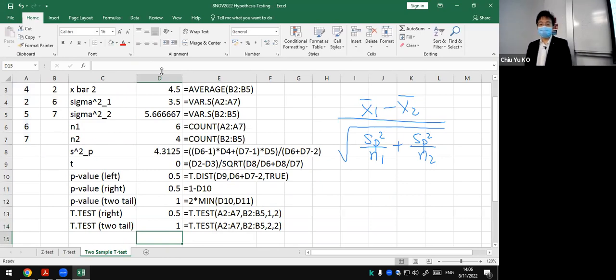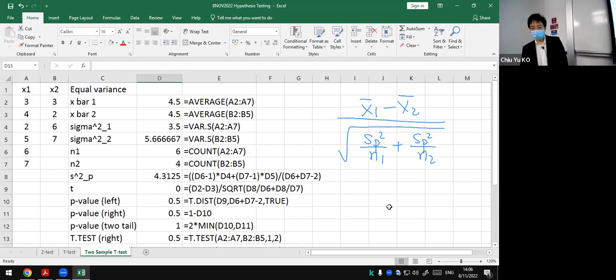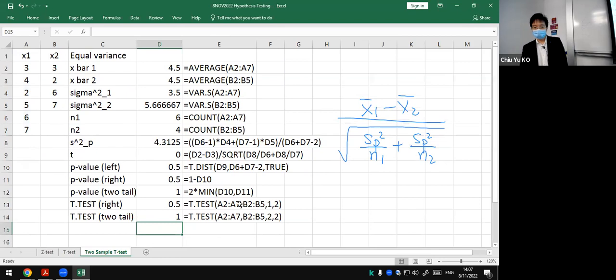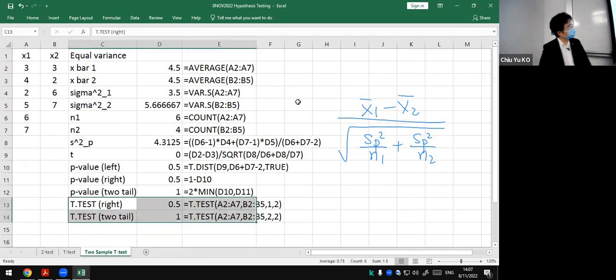Okay, so this, let me go up here, okay? So this is the one that is in the function, right? So you just tell them what data you have, right? If you want 1 tail, you tell them 1, right? 2 tail, you give them 2. 2 means the equal variance, okay?